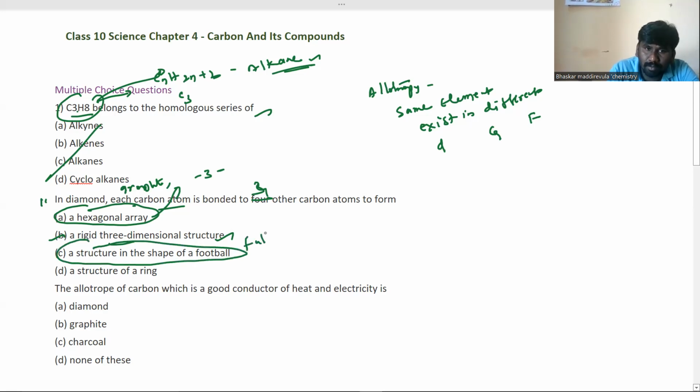Fullerene is another carbon allotrope. It will form a structure like the shape of a football. It will form a football-like structure. So be careful about this. Next, one more question from this topic only.